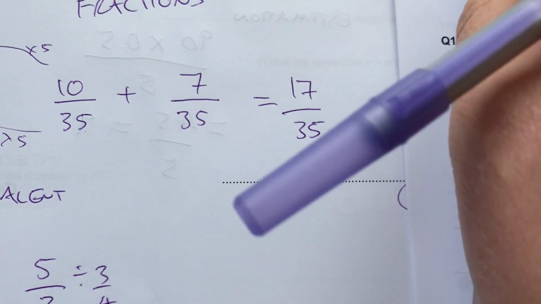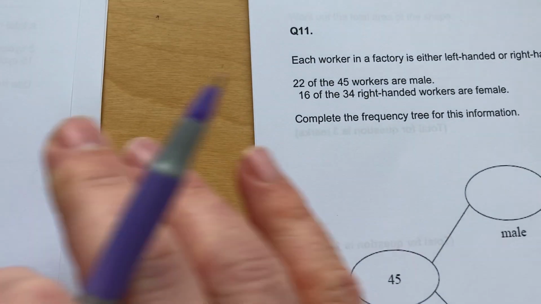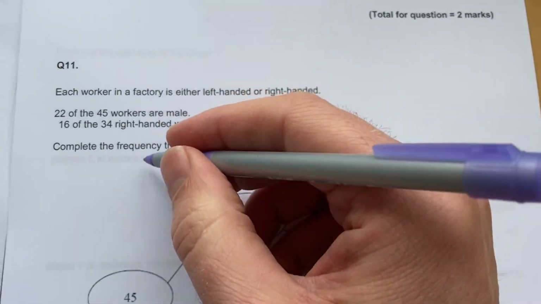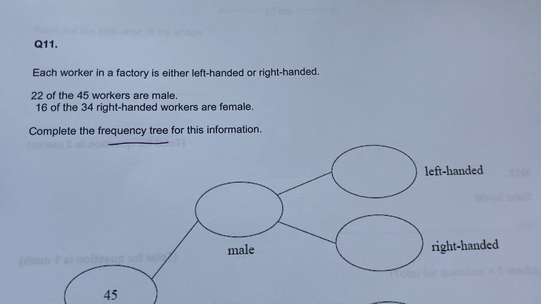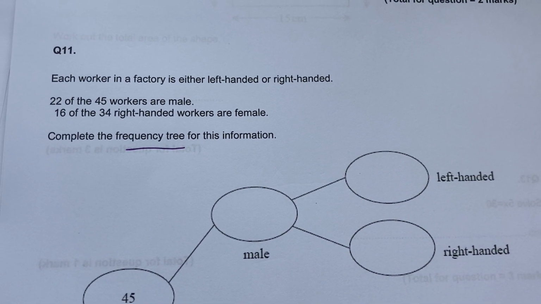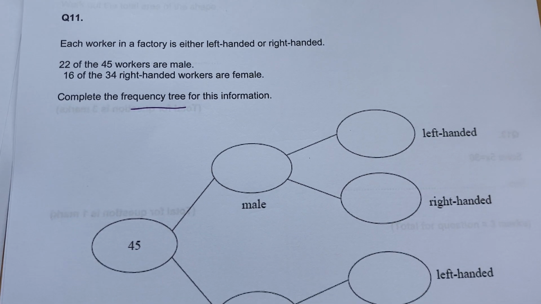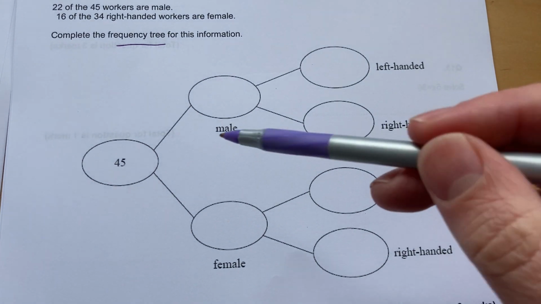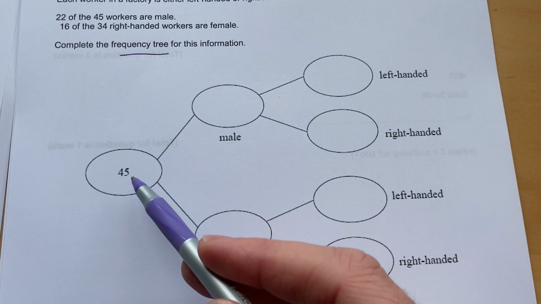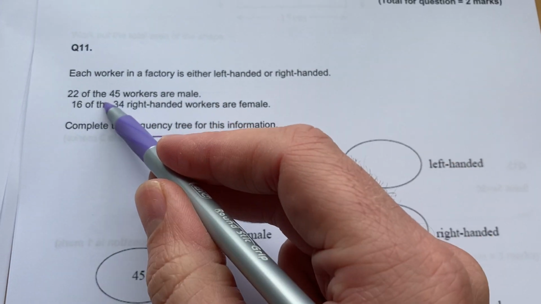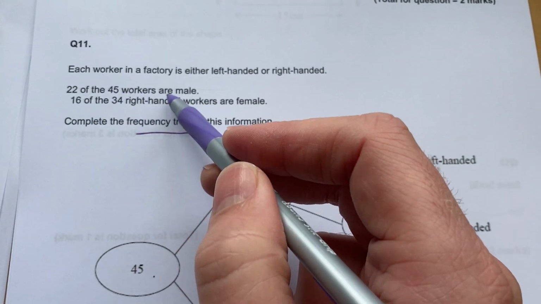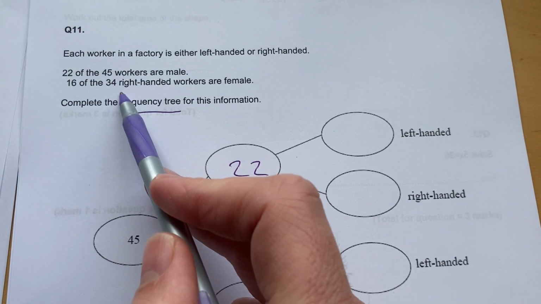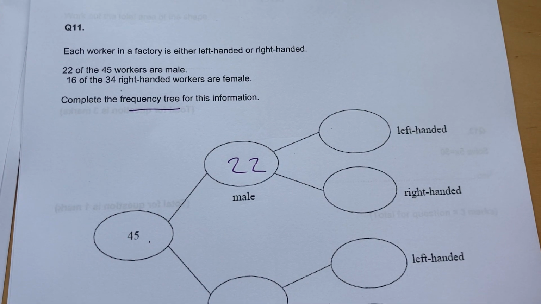Next question I want to look at is question 11, which is a frequency tree. And it says here each worker in a factory is either left-handed or right-handed, and male or female. So 22 of the 45 workers are male. We need to fill in all the numbers here. They've started with the 45 there, and we're going to use the information they've given us. 22 of the 45 are male, so I can fill that in there. 16 of the 34 right-handed workers are female.